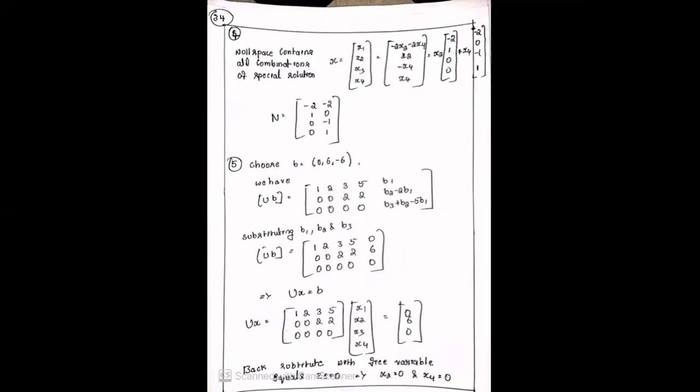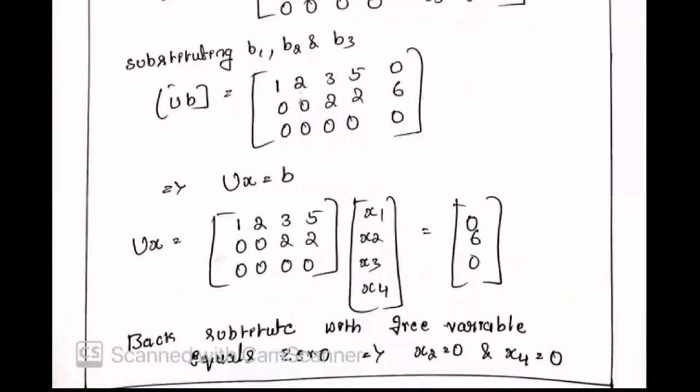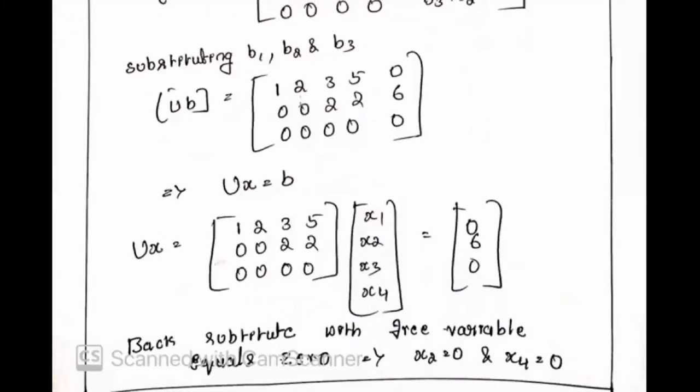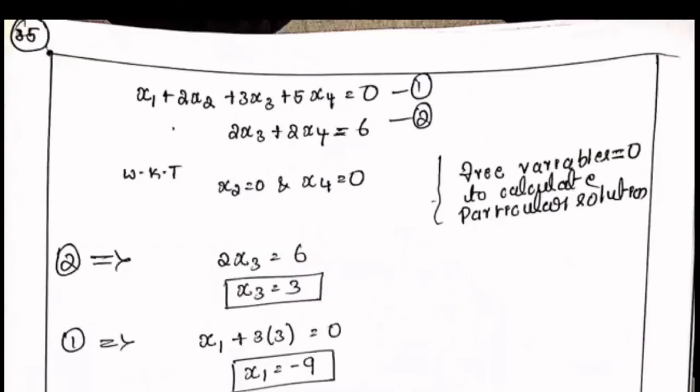So here I have multiplied, matrix multiplication I did: x1 plus 2x2 plus 3x3 plus 5x4 is equal to 0. And the second row is 2x3 plus 2x4 is equal to 6. Like that I did. So this is what you get.